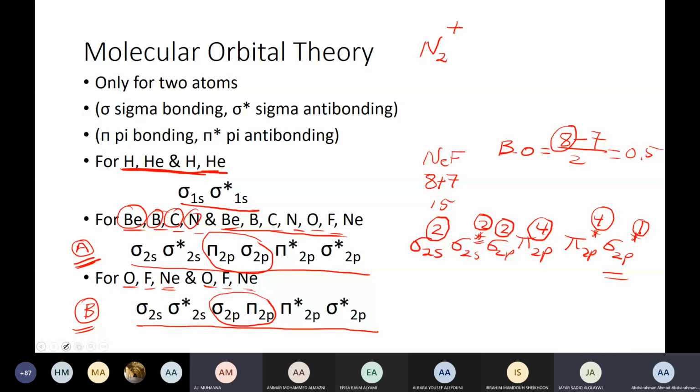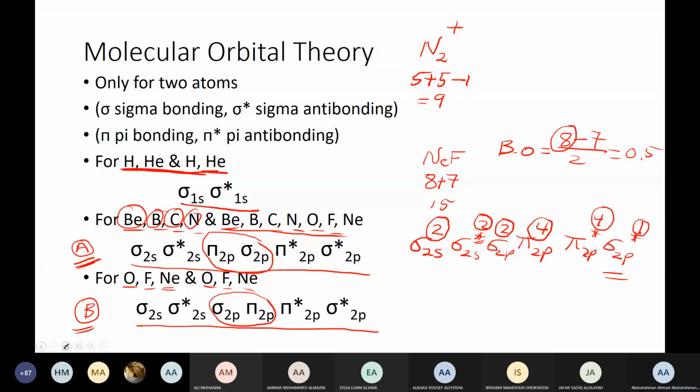Help me. First, what's the valence of N2 plus? 9. Yes, 5 plus 5, which is each one, and then we have to subtract 1 electron because of the plus, and the total will be 9 exactly. Now write the shape quickly.